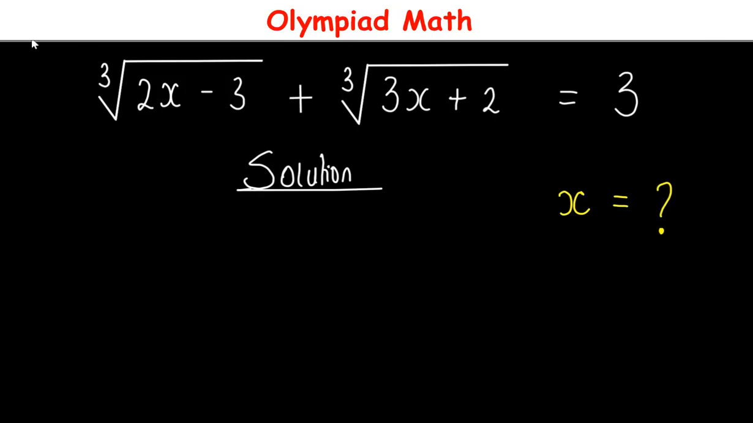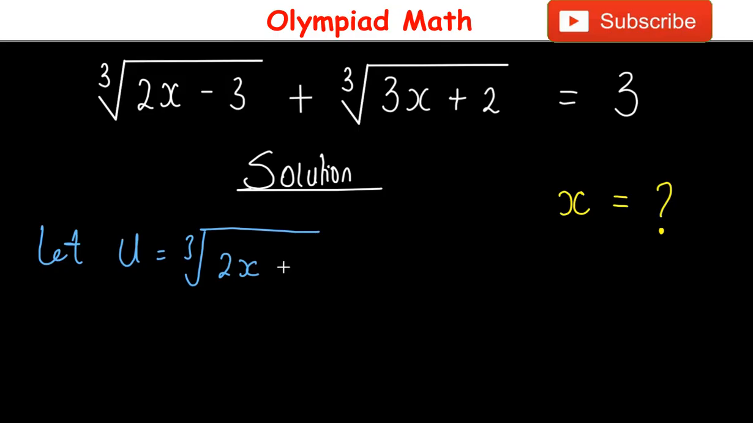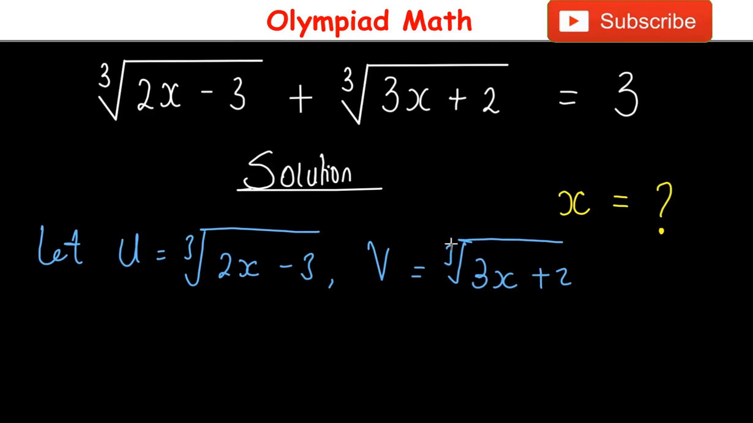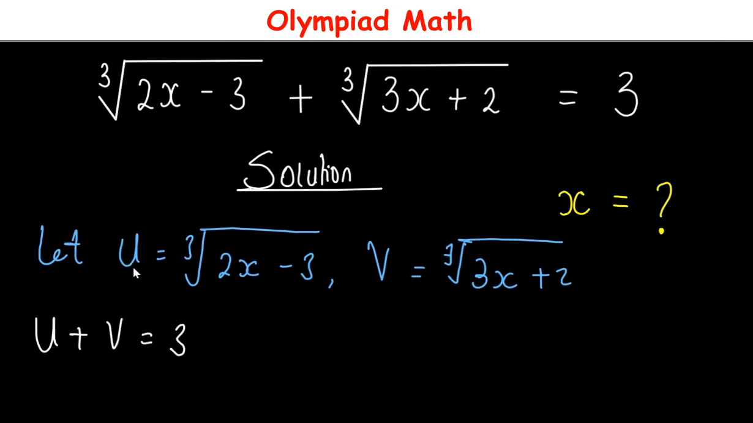So we are going to say that let u equals the cube root of 2x minus 3 and v equals the cube root of 3x plus 2. Now, if we do this, then this equation becomes u plus v is equal to 3. Okay, now let us cube this equation.